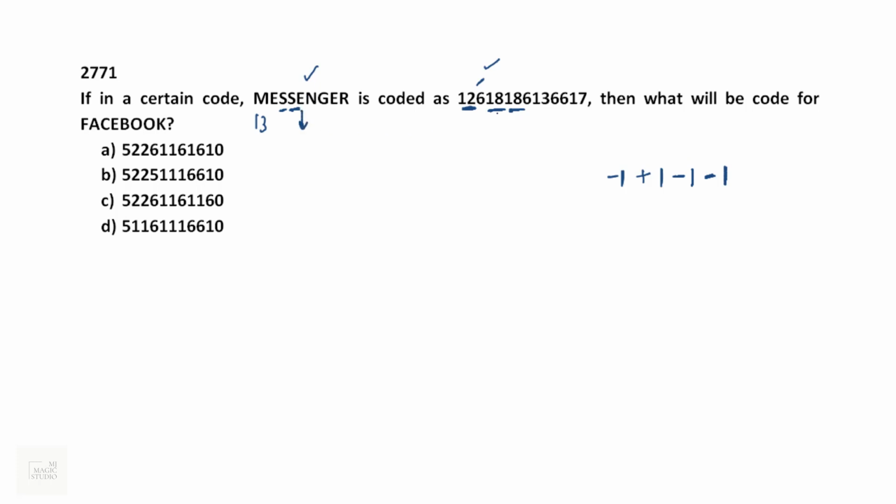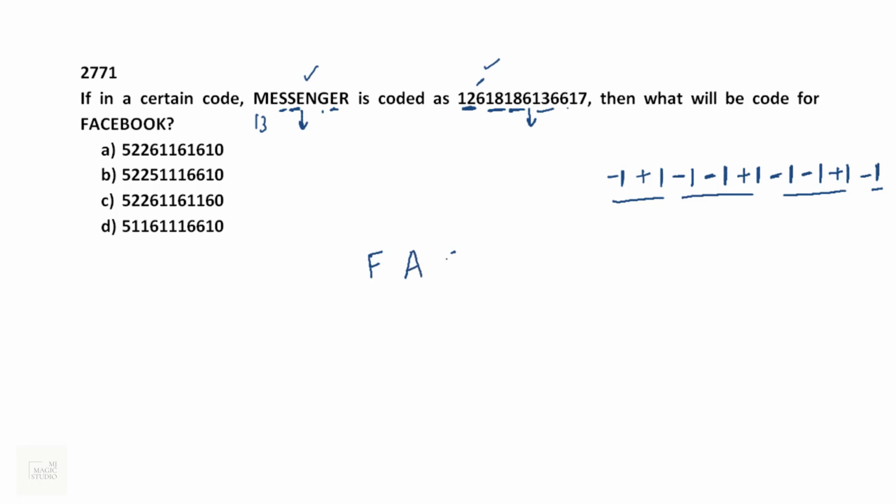E, 6, plus 1. N is 14 and it is 13, minus 1. G is 7 and then 6, minus 1. E is 5 and then 6, plus 1. R is 18 and then 17, minus 1. What is the pattern? Minus 1 plus 1, minus 1 minus 1 plus 1, minus 1 minus 1 plus 1, minus 1.